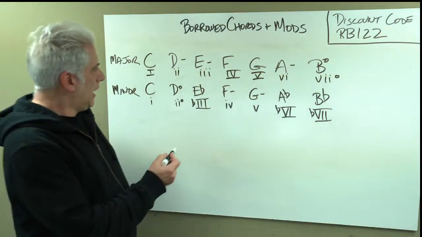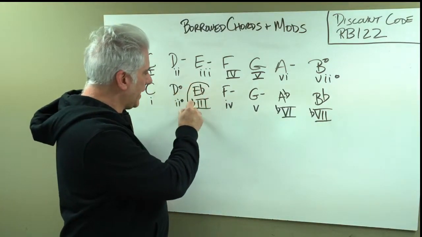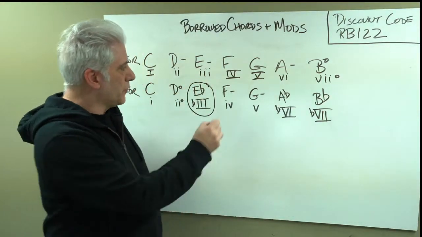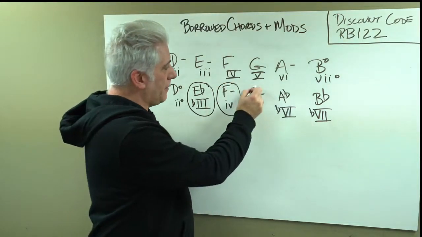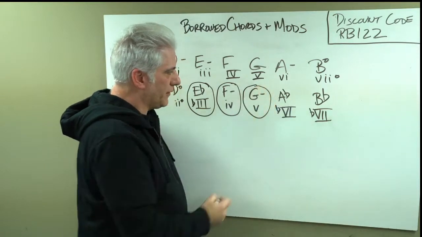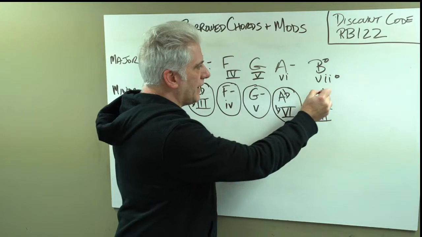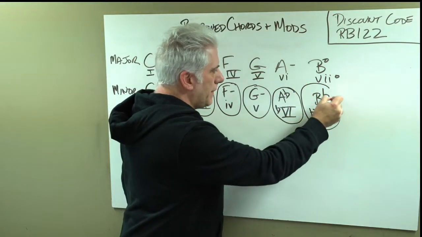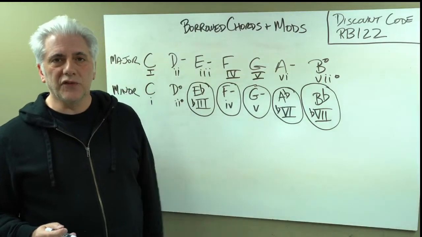Okay, we're not going to talk about the 2 diminished, but the flat 3 major, good chord. The 4 minor, good chord. The 5 minor, one of my favorites. Flat 6 major and flat 7 major. These are very commonly used in the key of C, these borrowed chords.